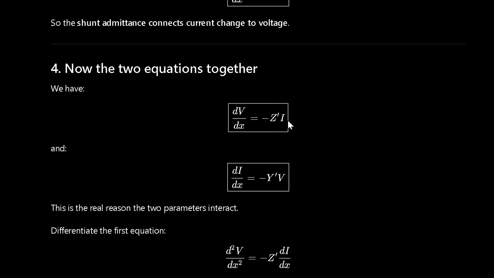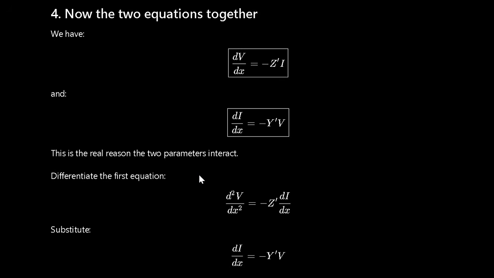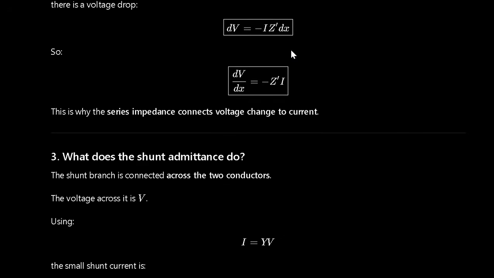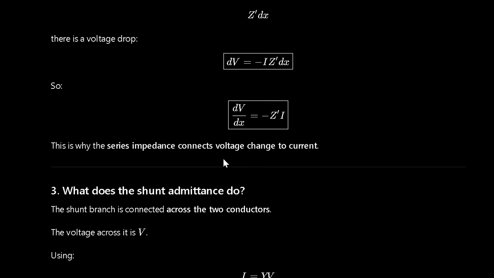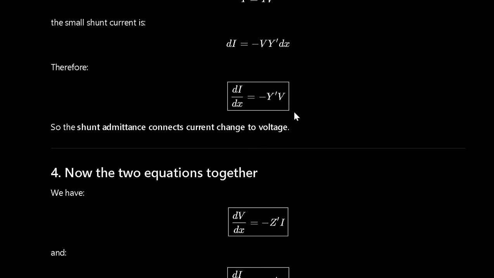And dI/dx equals, for resistance, I equals V by R. 1 by R means admittance here. So we get minus Y' V. So these are simply two parameters. The series impedance connects the current to the voltage change. Here, the voltage connects to the current change.